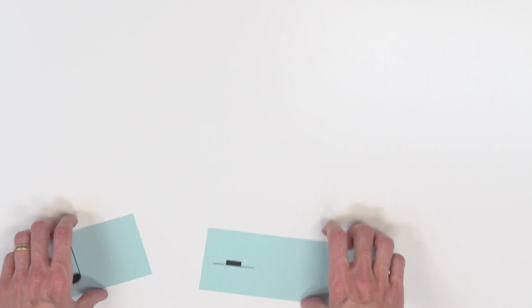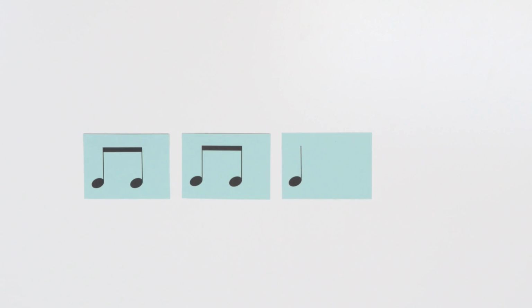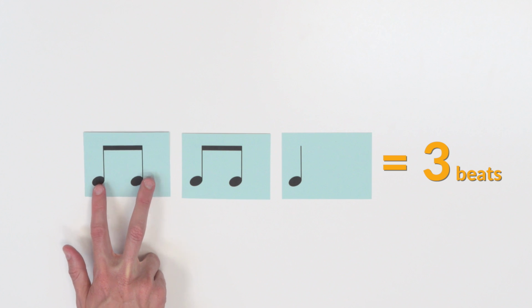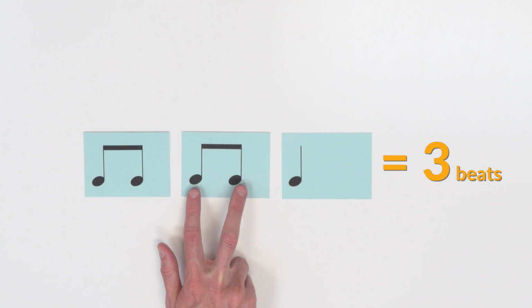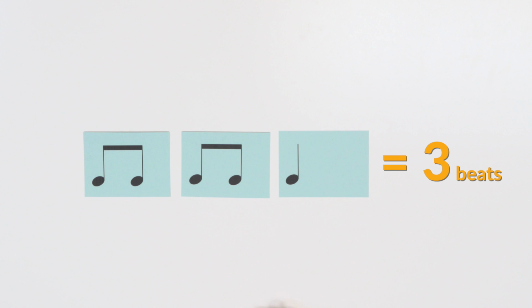Now, here's one for you to do on your own. How many beats is this rhythm worth? If you said 3 beats, you're correct. 2 eighth notes equal 1 beat. These 2 eighth notes equal a beat, and this quarter note equals a beat. So the correct answer is 3.